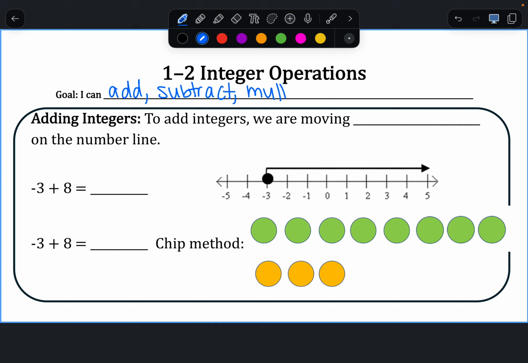Okay? So, what is happening with 1 positive chip and 1 negative chip? We're canceling each other out. So what I want you to do is put your fingers on 1 positive, 1 negative, and move them over. 1 positive, 1 negative, move them over. 1 positive, 1 negative, move it over. Everybody do that.